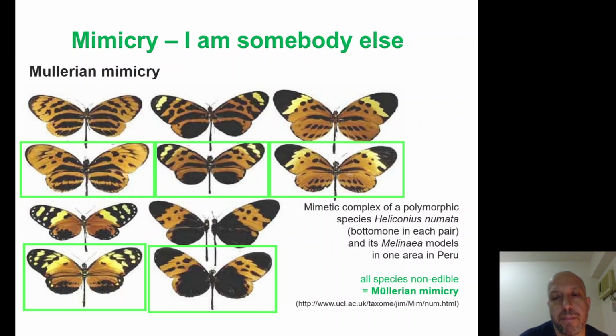So here is the complex of one species. This is the one in the green frames. Again, in different areas, it looks similar to different species. So this species can look very different in different areas, and it tries to mimic another toxic species in the same area.